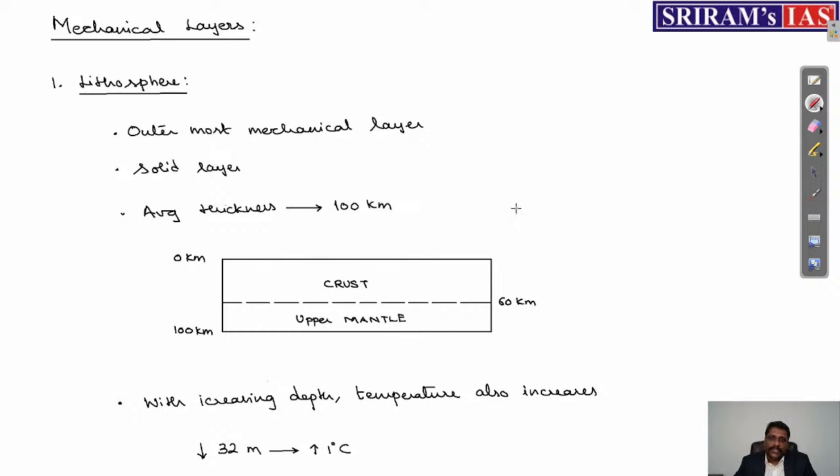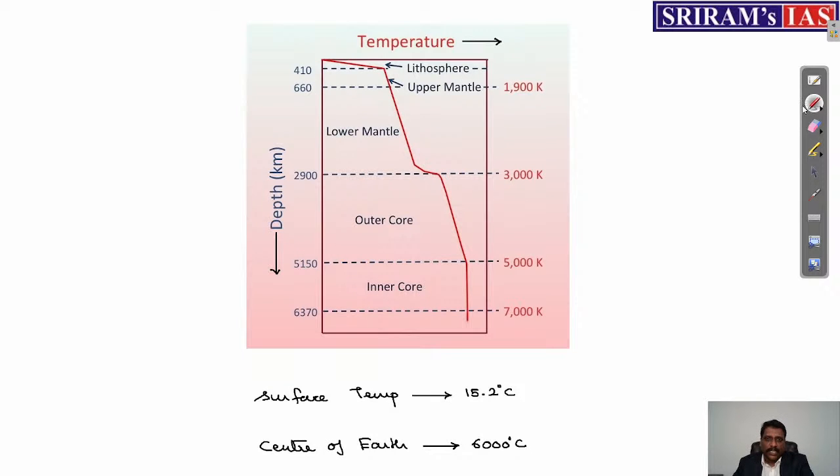And my dear friends, as you increase the depth in Earth's interior, like density, temperature also increases. As you go towards the center of the Earth, notionally, you cannot go there. But I'm just saying, with increasing depth, like density, temperature also increases. So here I have given you one chart for that also.